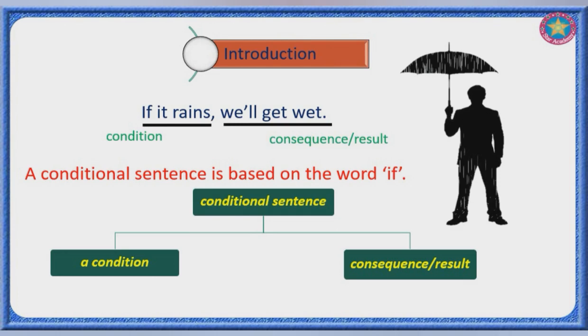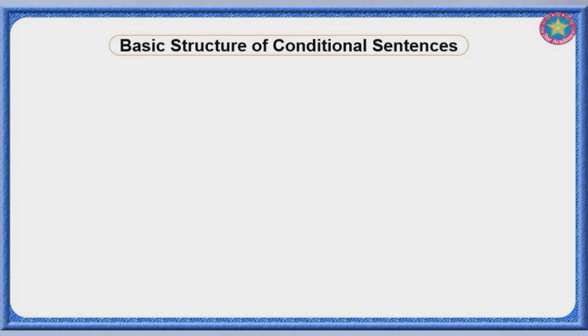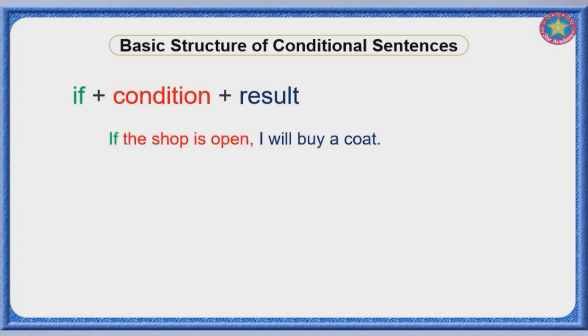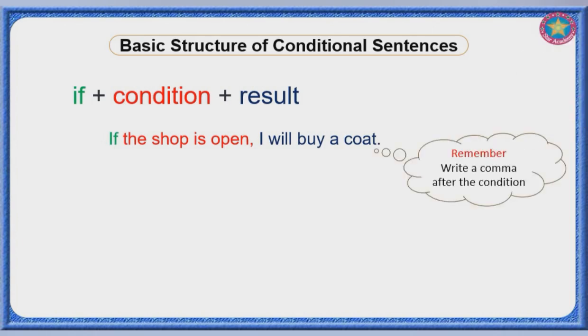Now let us see the basic structure of a conditional sentence. Conditional sentences are made in two different ways. Number one is if plus condition plus result. For example, if the shop is open, I will buy a coat. Remember that we write a comma after the condition.